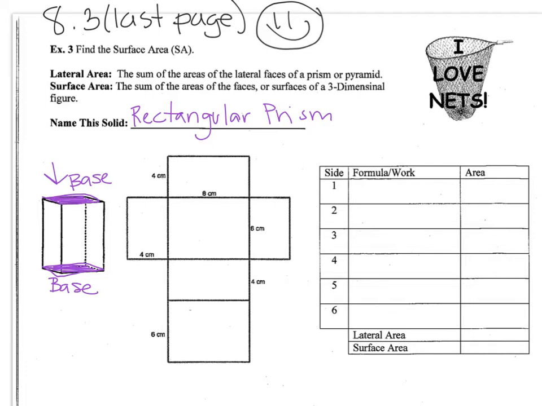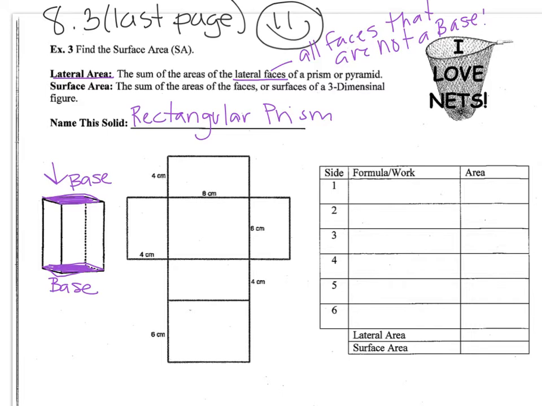Okay, so now that we've talked about a base, I think we can go talk about lateral area. Lateral area is the sum of the areas of all of the lateral faces. Well, your lateral faces are all of your faces that are not a base. So all faces that are not a base. Okay, so I talked about the top and the bottom being the base, so all of the other sides are going to be your lateral faces.